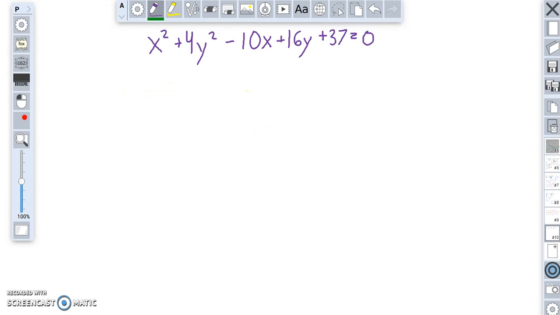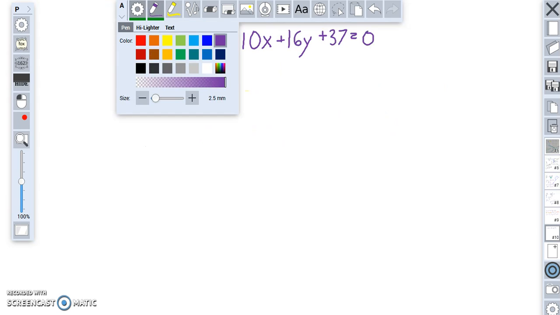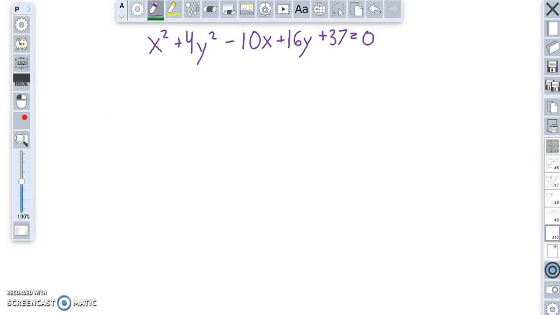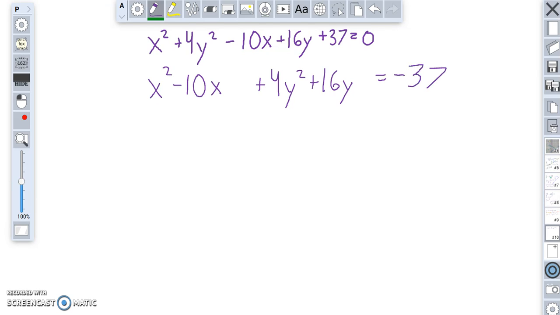Next, we've got this bad boy. I'll make my pen a little smaller. It's a little too small. I'm going to group together the things that have x in them. Group together the things that have y. Get out of here, 37. What are you trying to do on the left side? Go to the right side.